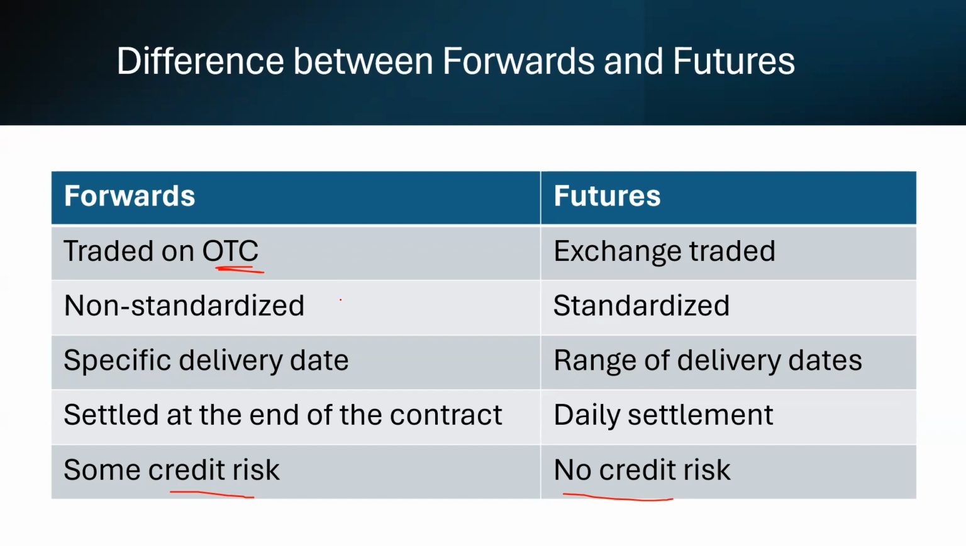Forwards are not standardized, but futures are standardized. In forwards, there is a specific delivery date, but in futures, there is a range of delivery dates. And forwards are settled at the end of the contract, at maturity, but in futures contracts, there are daily settlements.